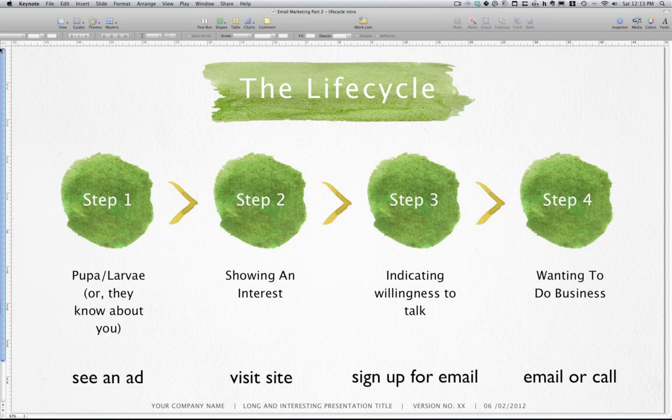Now, step 3, indicating a willingness to talk to you or continue that relationship. That might be something like signing up for an email list, or getting into some kind of continuous low risk relationship with you. And then step 4, wanting to do business. That might be an email or a call. That's our kind of traditional marker for wanting to do business with you, right? So each of these steps now has an individual action that we want someone to take, and that we can clearly see through these actions which step of that relationship they're in with us.